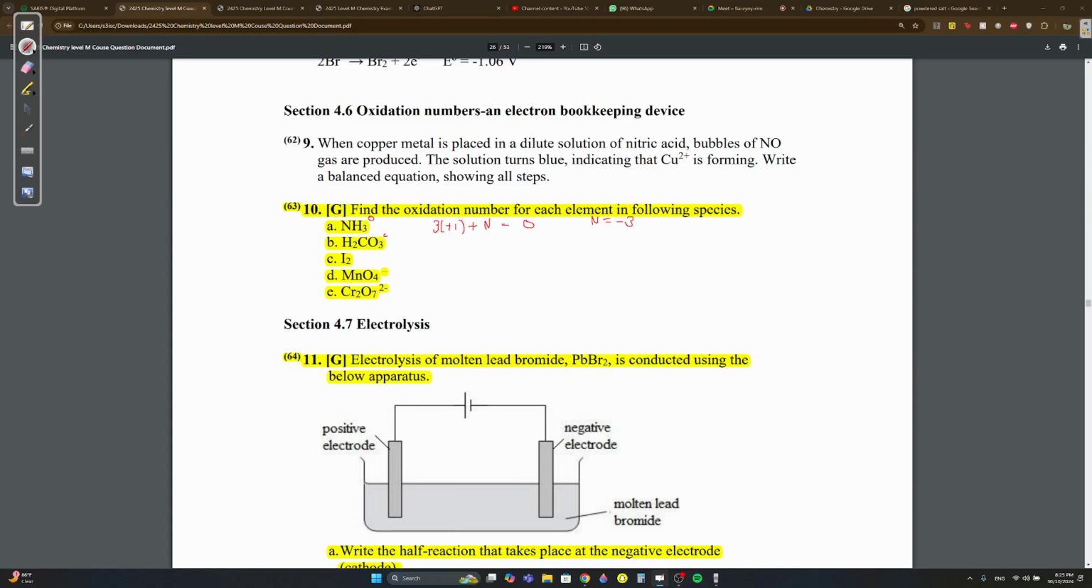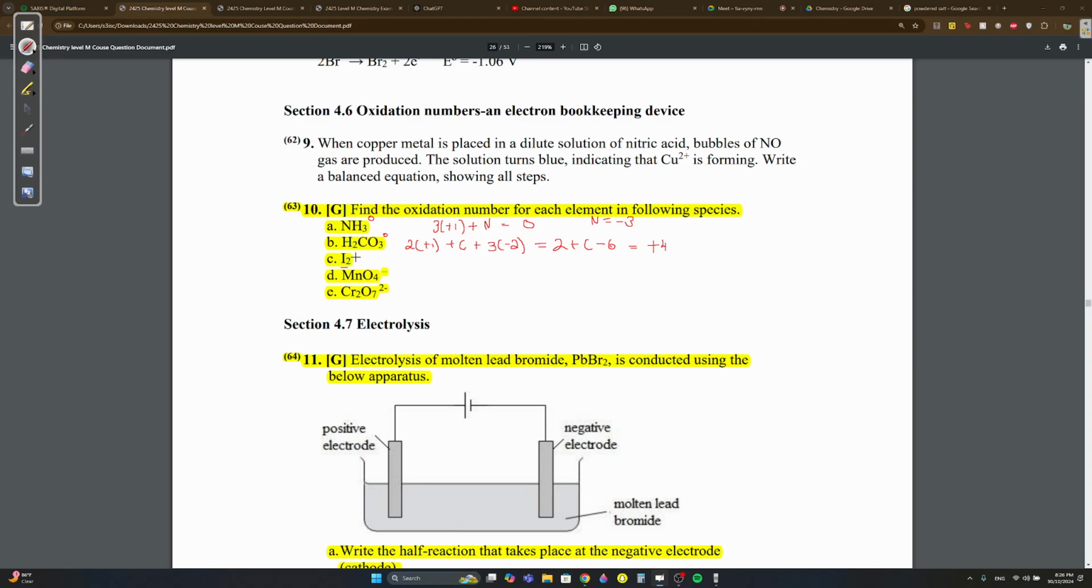H2CO3. The total charge is 0. You know hydrogen is +1. So it's going to be 2 times +1, plus C, which we don't know what it is, plus O3. How much is each oxygen? It's -2. So it's going to be equal to 2 plus C minus 6, so C is equal to +4. Don't split it into CO3 2- and H2, because that would be wrong, according to my chemistry teacher.